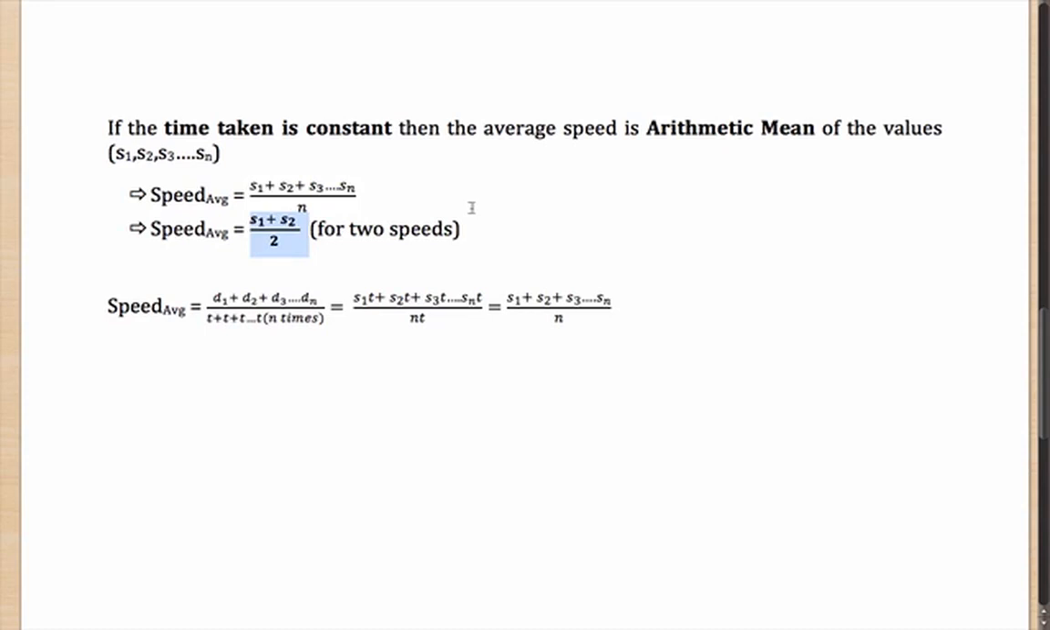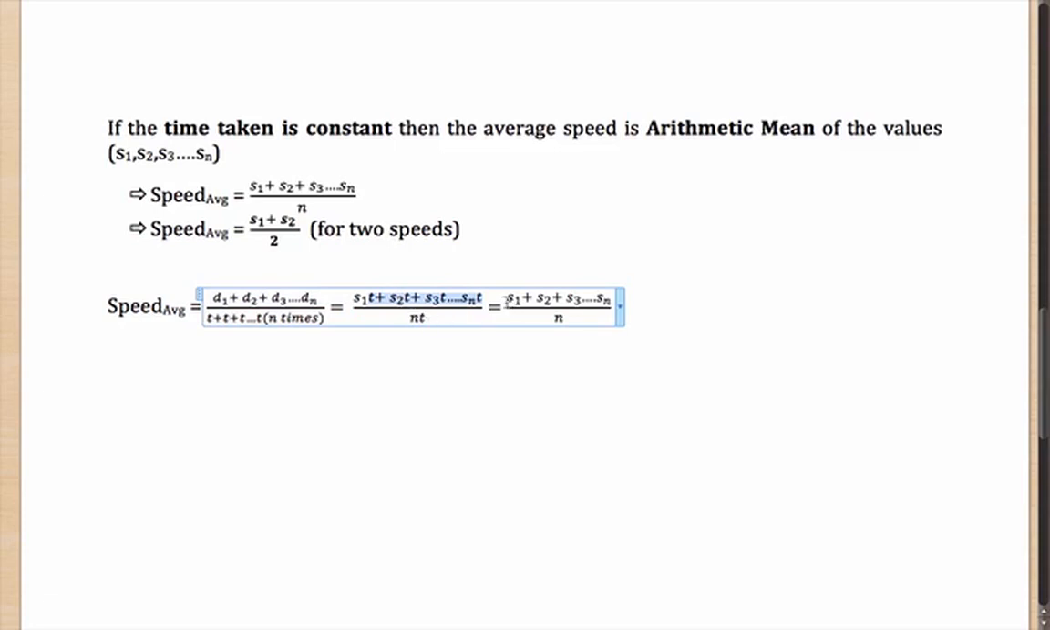Let's see why this formula is valid. Add up all the various distances d1, d2, d3 till dn. The various times taken? Well, time taken is constant, so I have just taken that as t in all the n cases. So what do I get in the numerator? With a speed of s1, it is traveling for time t. So the first distance will be s1t. Very similarly, the second distance will be s2t. The next distance will be s3t and so on. Once again, you can take t common from the numerator and from the denominator.